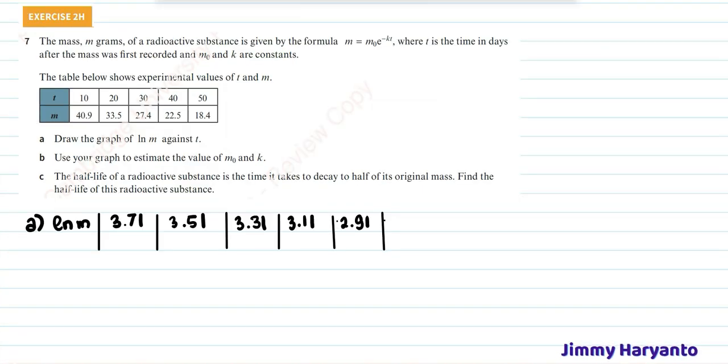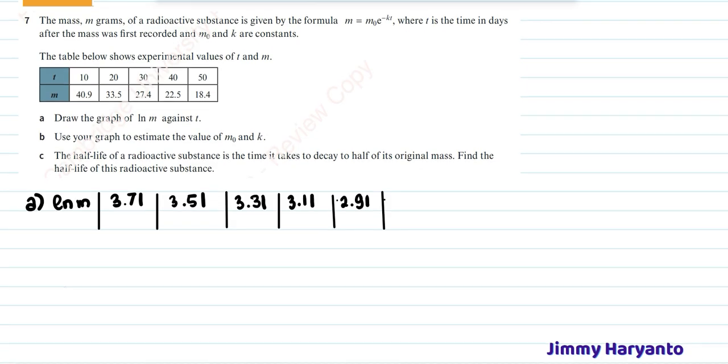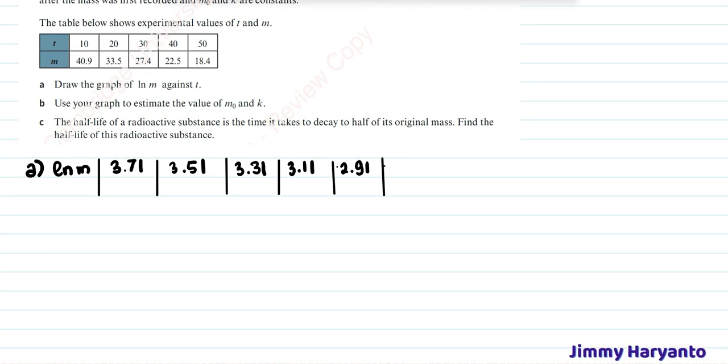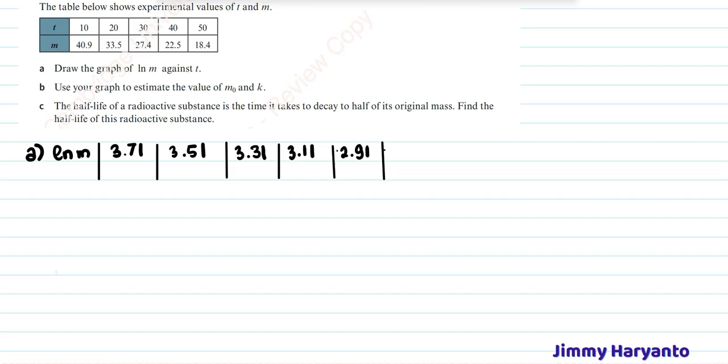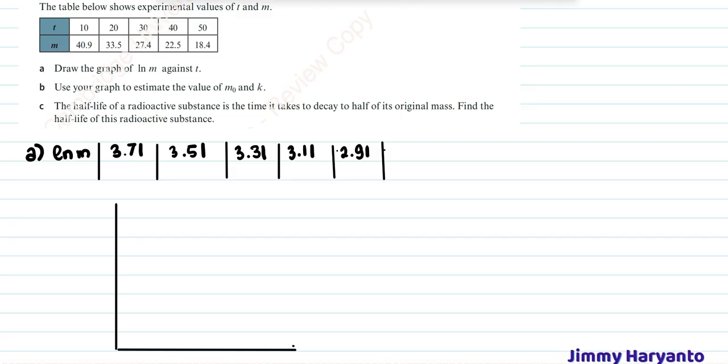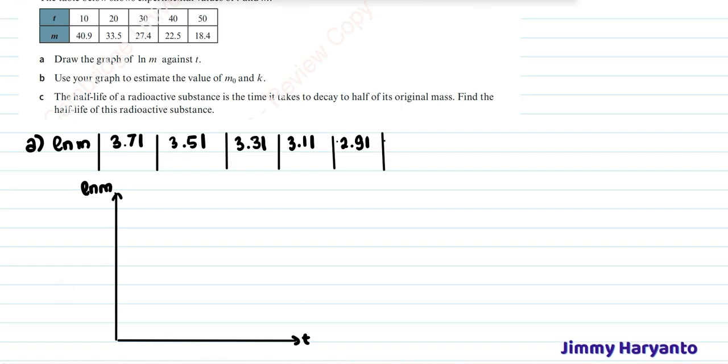And this is the result. ln m equals 3.71, 3.51, 3.31, 3.11, and 2.91. So based on this table, we have to draw the graph of ln m against t. Okay, I will draw it roughly because I don't have graph paper right here. So I have t for the x-axis and ln m for the y-axis. The t starts from 10, 20, 30, 40, 50.